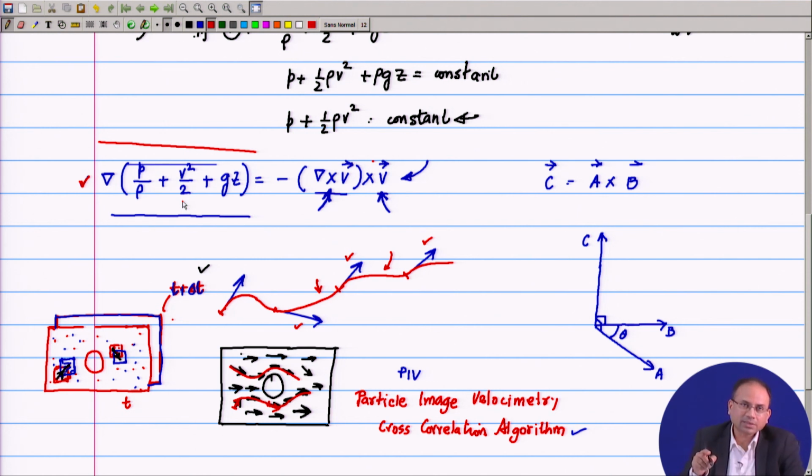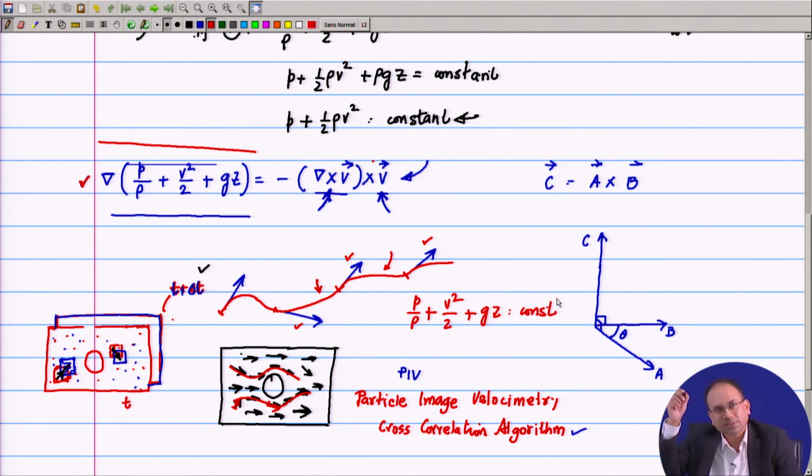So, along the streamline direction it has no gradient, which in turn means your p by rho plus v square by 2 plus g z is constant. No gradient along the streamline direction means it is not changing along the streamline direction. So, then along the streamline p plus half rho u square is equal to constant, okay, constant along the streamline.